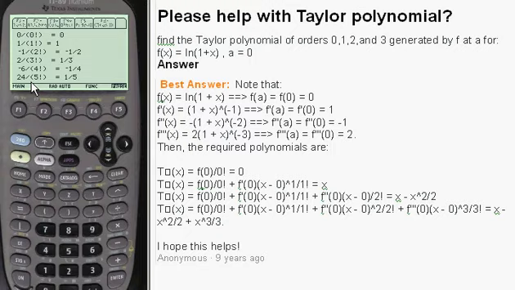So we've done that now. The factorials are 1 times 2 times 3 times 4 times 5, which is really 120. And of course, 24 divided by 120 is 1/5.